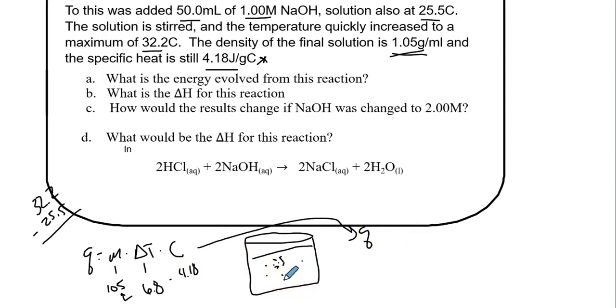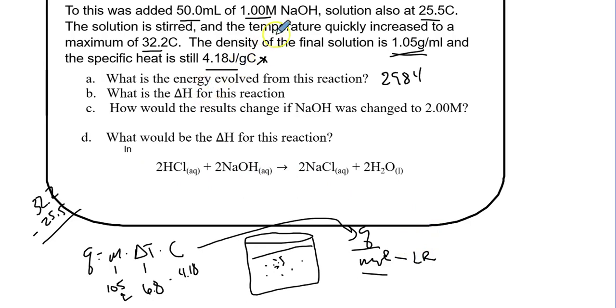All right, so let's do this. 105 times 6.8 times 4.18 equals 2984. Okay, what's delta H for this reaction? Well, delta H is just Q per mole. Now we want to make sure the moles we divide by are actually being used. So typically moles of a limiting reactant would be great. It wouldn't matter if we have two things limiting, it wouldn't matter which one we use.